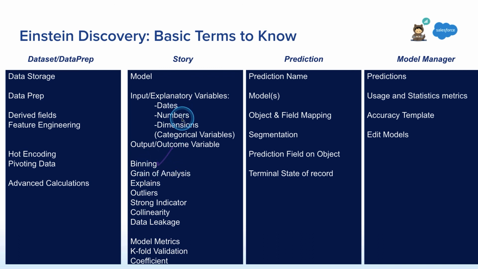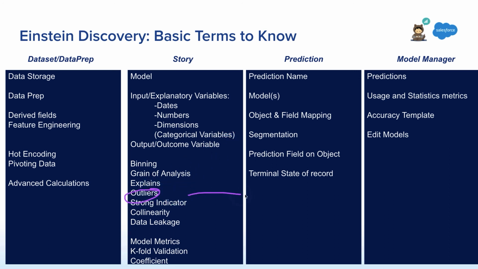Binning. So we bin the data. You can control that in the story. Binning is like creating buckets, for data prep or analytics folks. Grain of analysis, the grain of the data set, what's the lowest level, the unique record. Explains, we're going to talk about it, the power of any of these variables on the output. Output variable is the one we're trying to minimize or maximize, and explains is kind of the power. So maybe you tell me the region, I tell you if the opportunity amount is high or low.